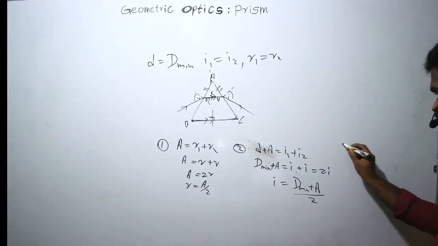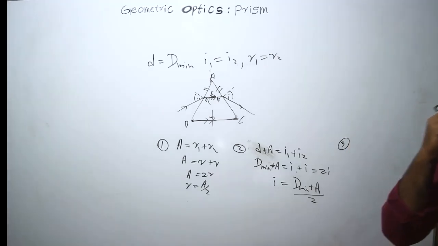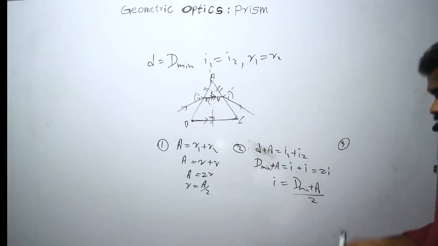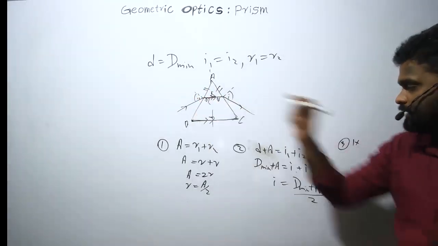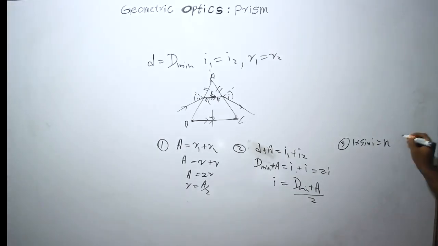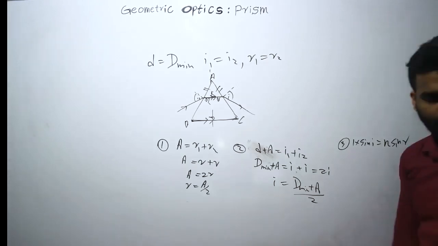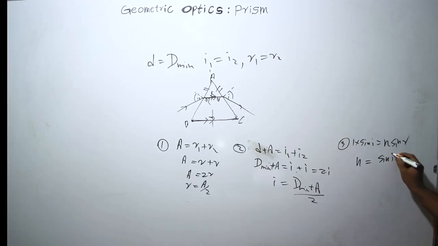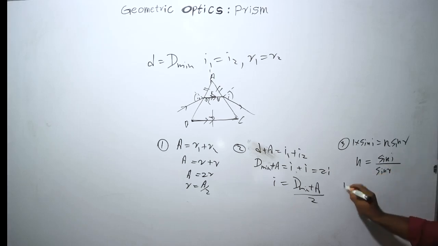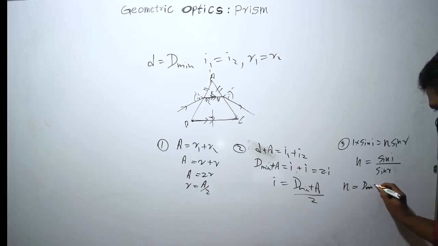Then the third thing you have to consider is Snell's law, right? So for Snell's law, we know that 1 times sine I is equal to n times sine r. Here we are going to derive an expression for n. So n is equal to sine I divided by sine r. So n is equal to what? Sine I means sine of (D min plus A) divided by 2.